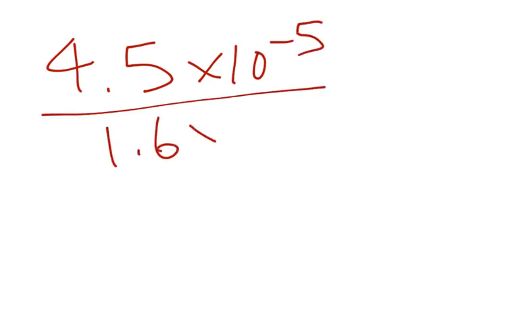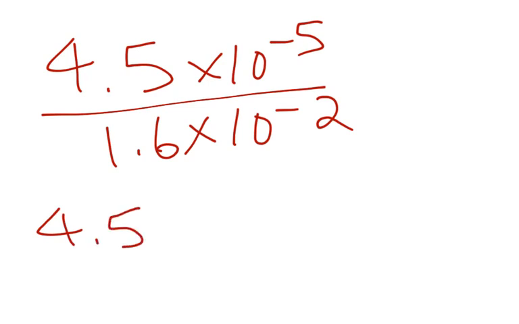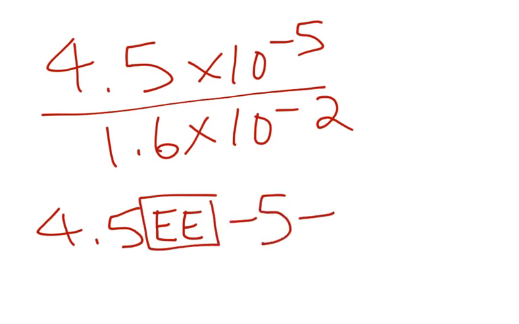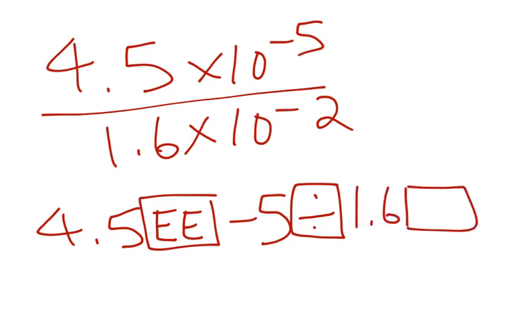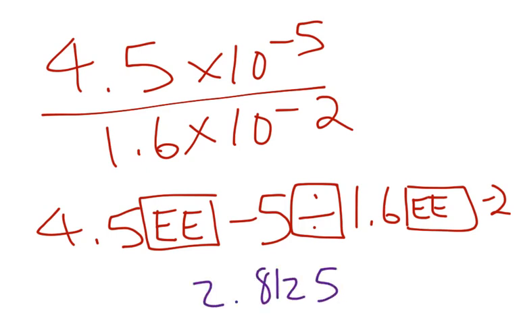The equation I've given you is 4.5 times 10 to the negative 5th divided by 1.6 times 10 to the negative 2nd. So do that in your calculator. The way you're going to want to type this in is 4.5, and then you're going to want to hit that EE button and put negative 5, and then a divided by button, and then 1.6, and then that EE button again, and negative 2. The answer that you should come up with when you do this is 2.8125 times 10 to the negative 3rd.